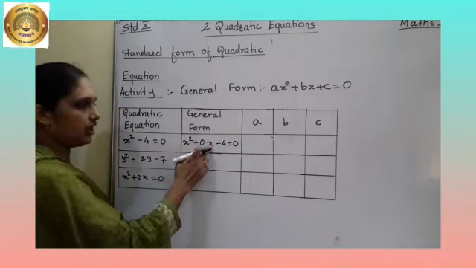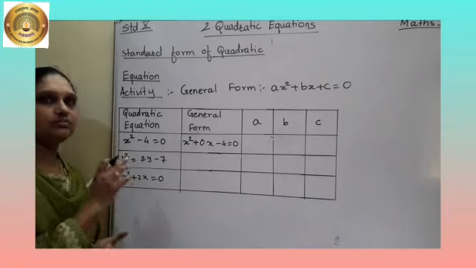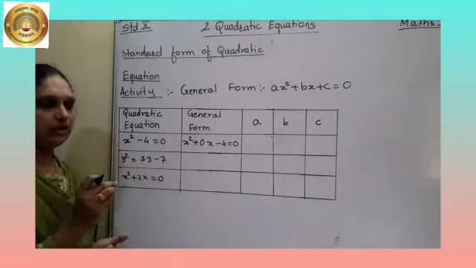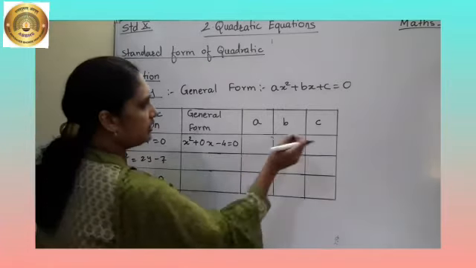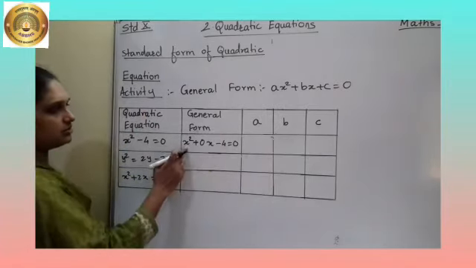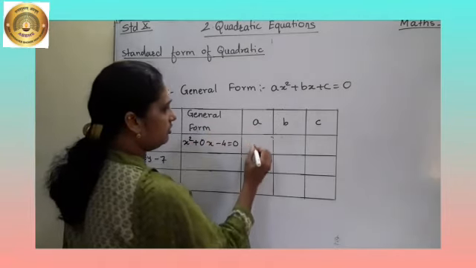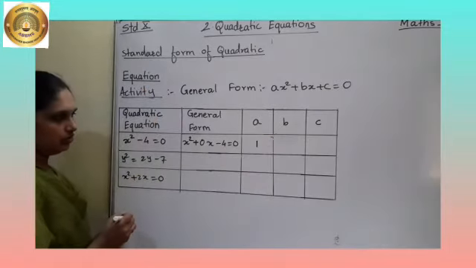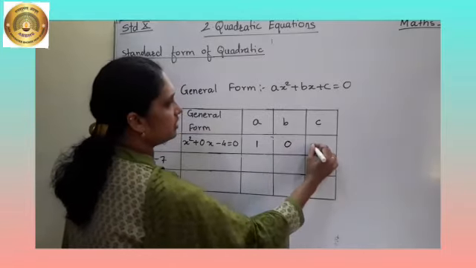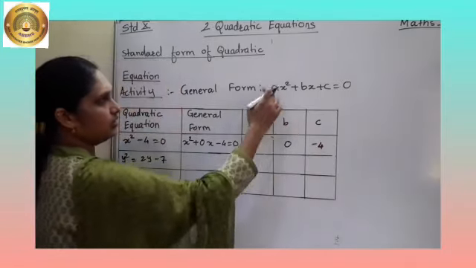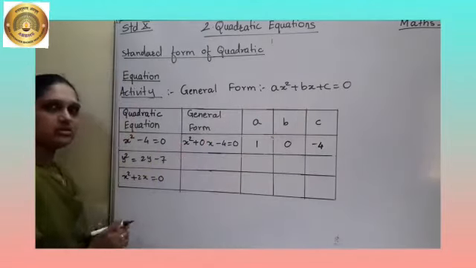Compulsorily you have to take x only, because the variable is x, and just now we have studied that a quadratic equation has only one variable, so we have to use the same variable. Now here we'll write the coefficients. A means the coefficient of x square. So the coefficient of x square is 1. No number means the number is 1. B is 0 and C is minus 4. You can compare these two. A is 1, B is 0, C is minus 4.